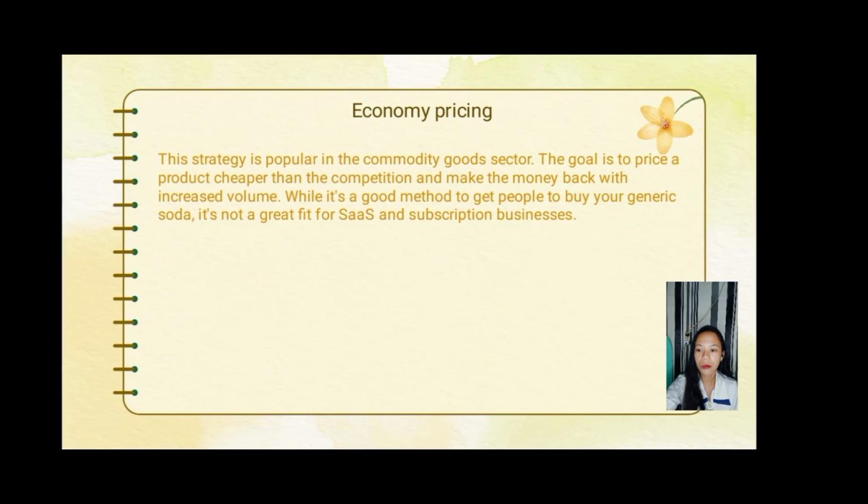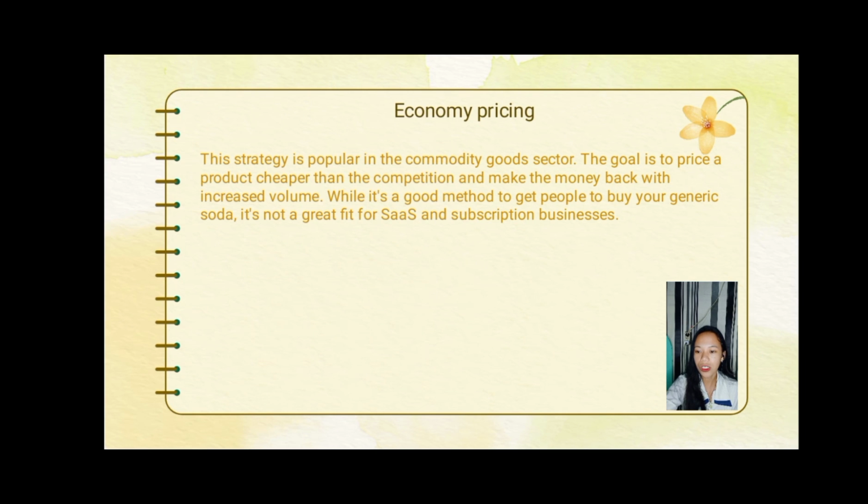Sixth, economy pricing. This strategy is popular in the commodity goods sector. The goal is to price the product cheaper than the competition and make the money back through increased volume. While it's a good method to get people to buy your generic soda, it's not a great fit for SaaS and subscription businesses.